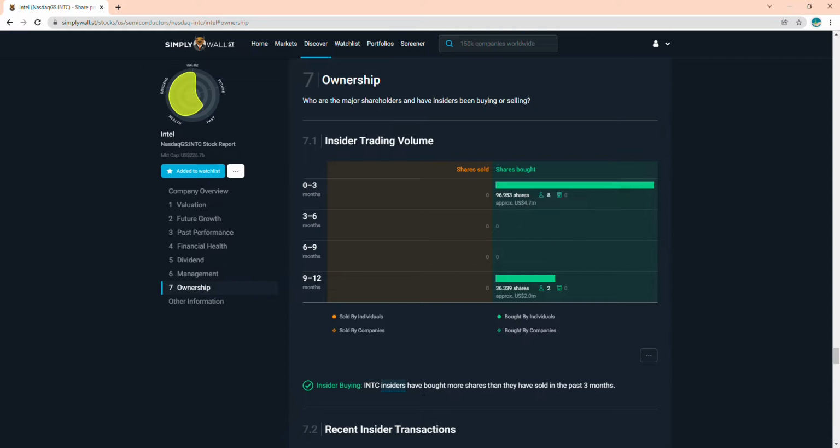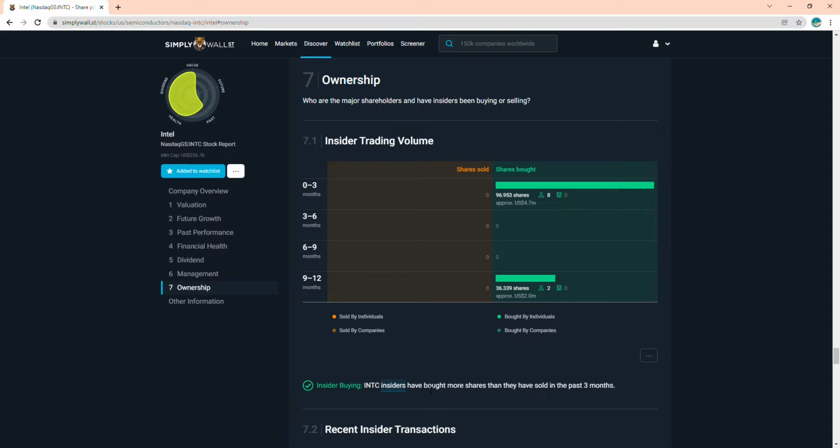Trading volume: Intel Corporation insiders have bought more shares than they sold in the past 3 months. So they are actually insiders. So this is great to see. There's one reason why insiders buy stock, and this is because they think it's going to go up. And there are multiple reasons why insiders sell stock. It could be that they think it's going to go down, but it could be that they need money, or that they are going to leave the company. There could be multiple reasons.